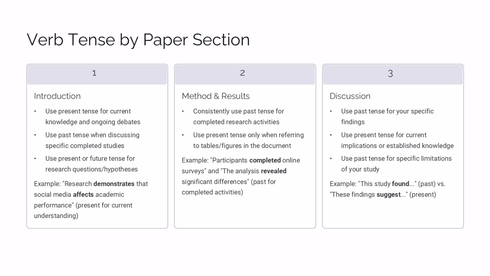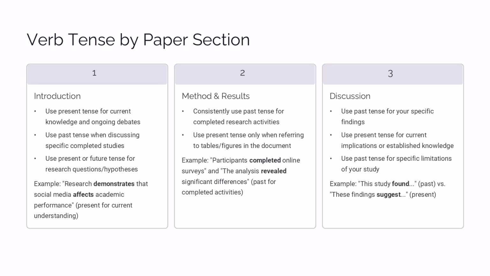Literature review sections, whether standalone papers or parts of larger works, typically use past tense when describing specific studies and present tense when discussing current knowledge or ongoing debates. This pattern helps readers distinguish between particular research findings and general field knowledge. The key principle underlying all these verb tense guidelines is temporal accuracy.